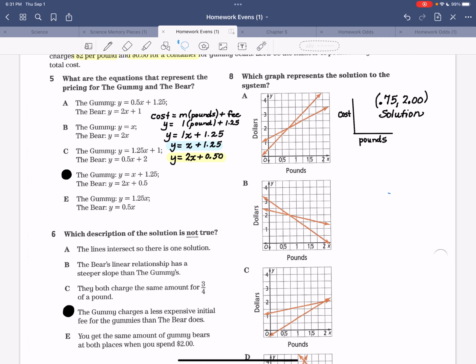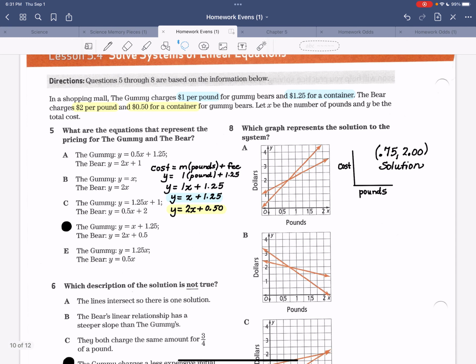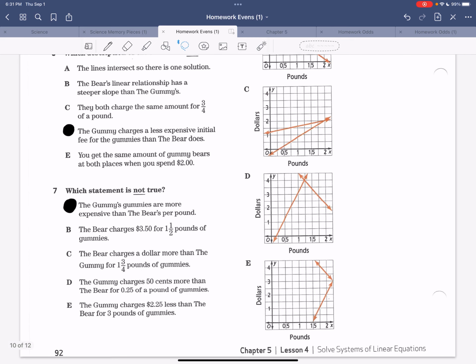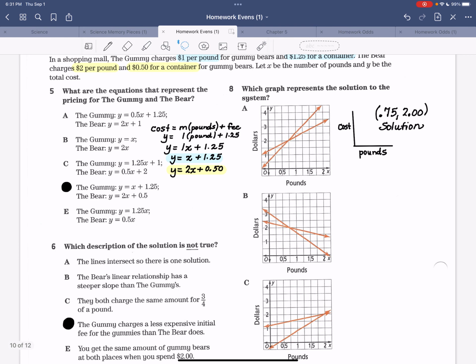So the first thing I'm going to check is the setup of the graph. We need dollars over pounds, and that is the case in all of them. So that condition is met. They're graphed correctly. The next thing I want to look at is the scale. So they all appear to have the same scale. That's not going to help me. So we're actually looking for this point because the solution to a system is a point. So the graph that has that point is the graph I'm looking for.